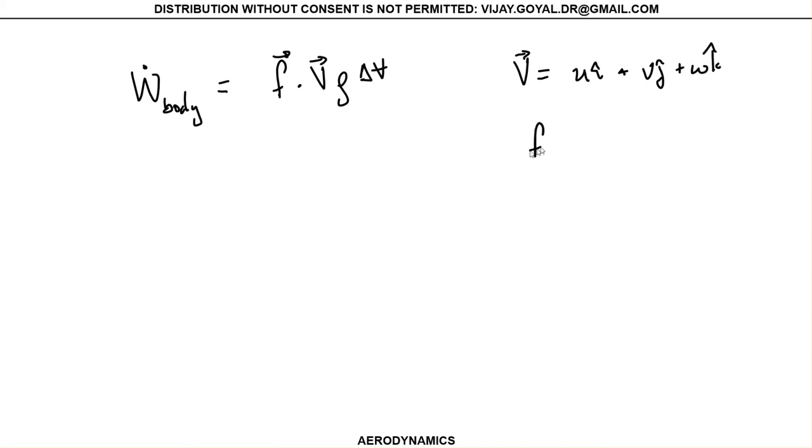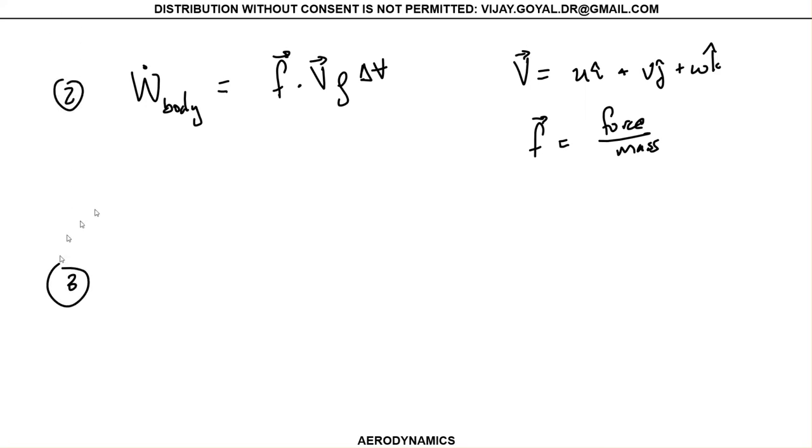And your F is actually force over mass, it has units of force over mass. Okay, so that is the work done by the body force. That is equation number 2.